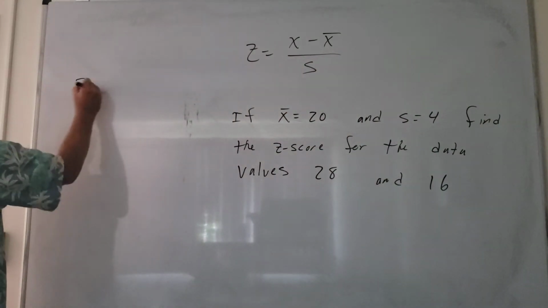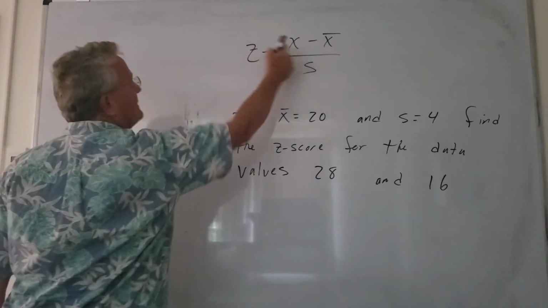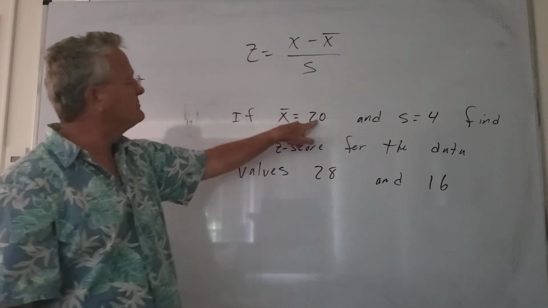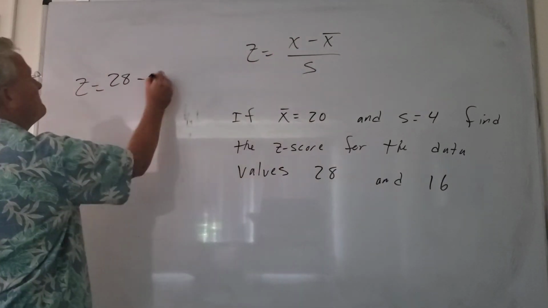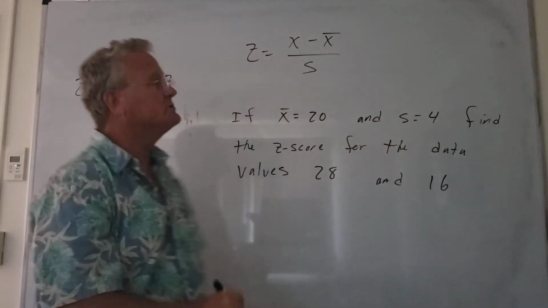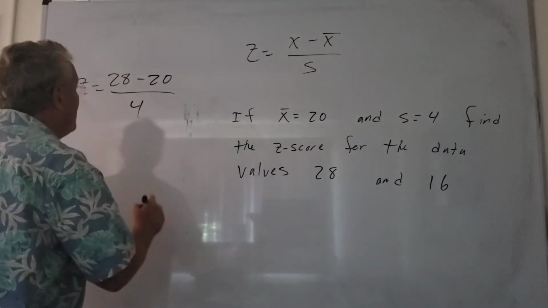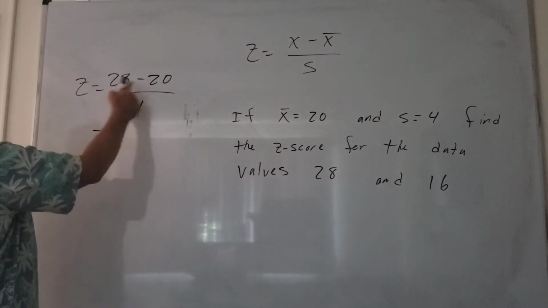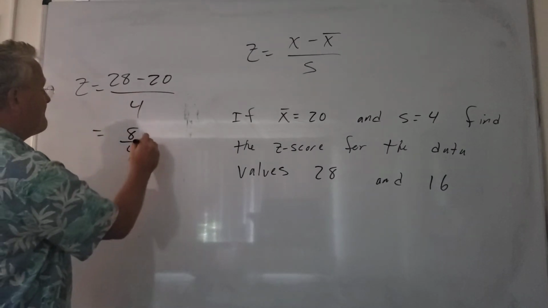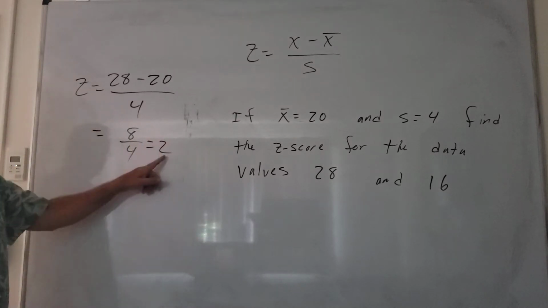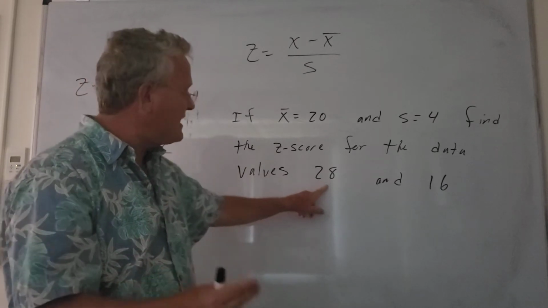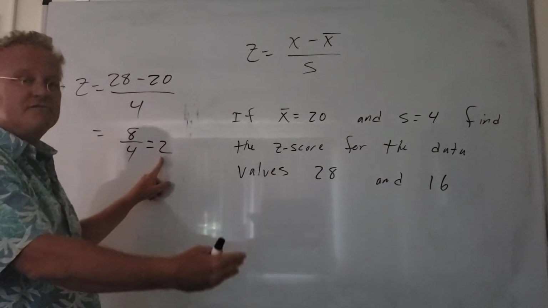So the z-score is 28 minus the average, or the mean, which is 20, divided by the standard deviation, which we're told is 4. So when we do this arithmetic, 28 minus 20 is 8, and 8 divided by 4 is 2. Notice this is positive, so 28 is 2 standard deviations above the mean.